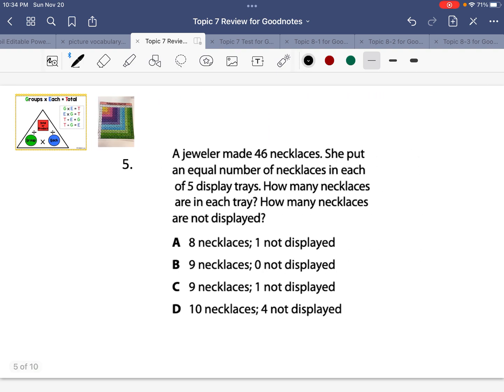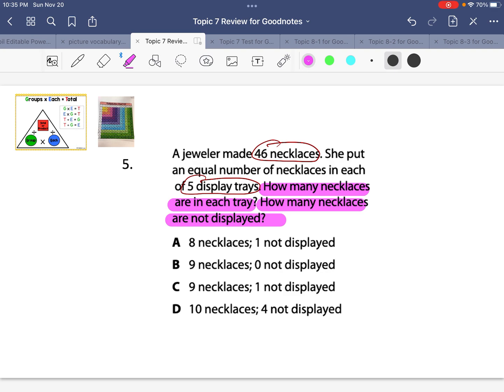Next one, 5. A jeweler made 46 necklaces. She put an equal number of necklaces in each of the 5 trays. How many necklaces are in each tray? How many necklaces are not displayed? Okay. I'm going to do my cube, circle my important numbers, 46 necklaces, 5 display trays. I'm going to underline my questions. I have 2 questions. How many necklaces are in each tray? How many necklaces are not displayed?